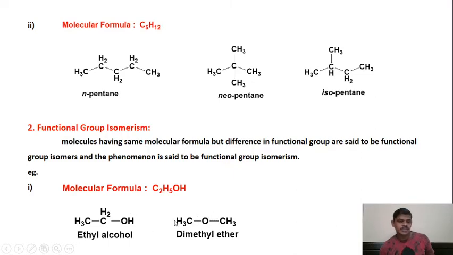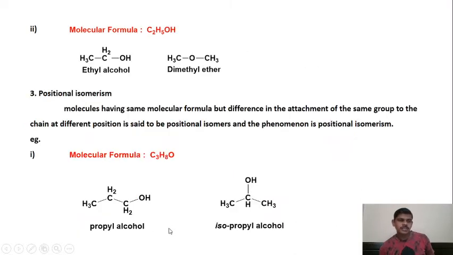Okay, right? So the next example of this type is molecular formula C2H5OH. We have seen this; again it is the same example I have taken, so there is no need to see it in detail. The next type is positional isomerism. Now again we are going to see the details about it.